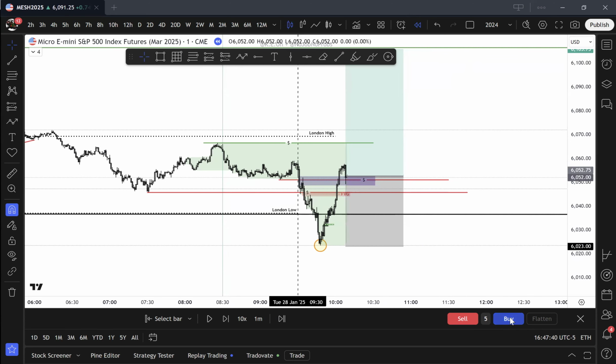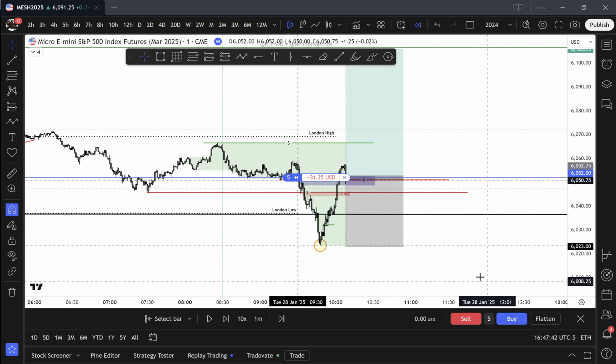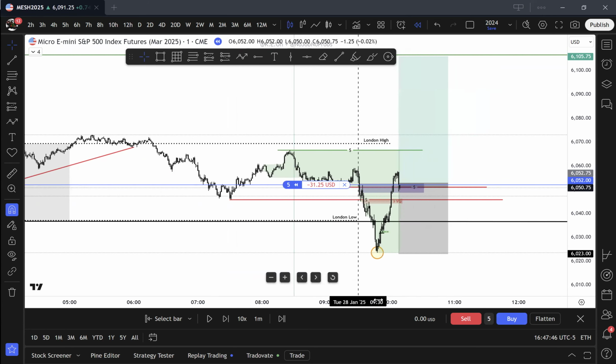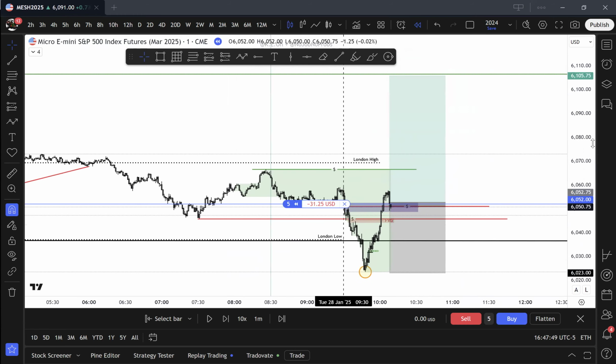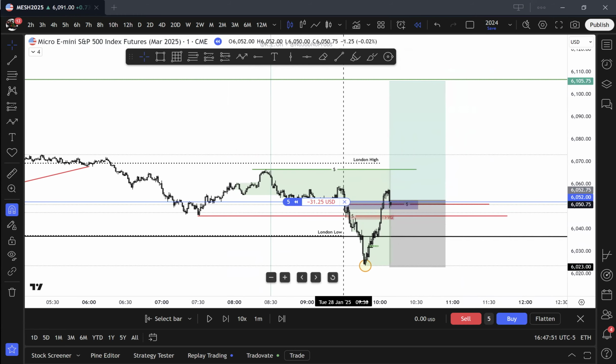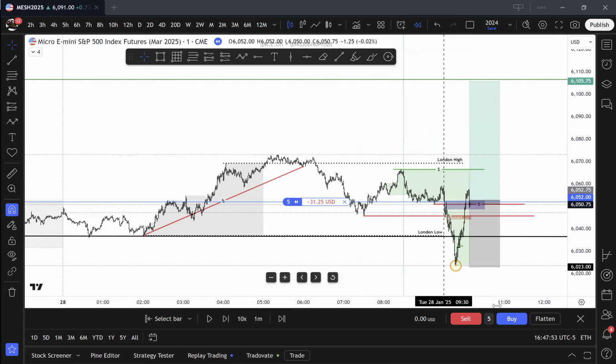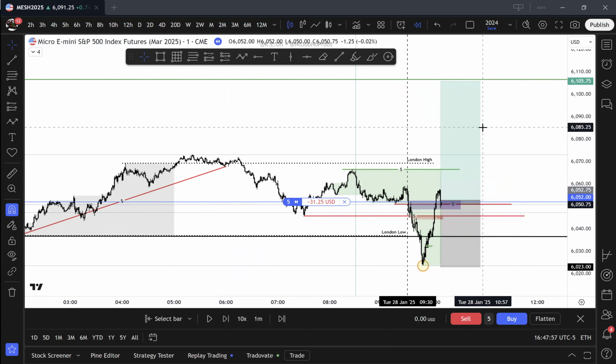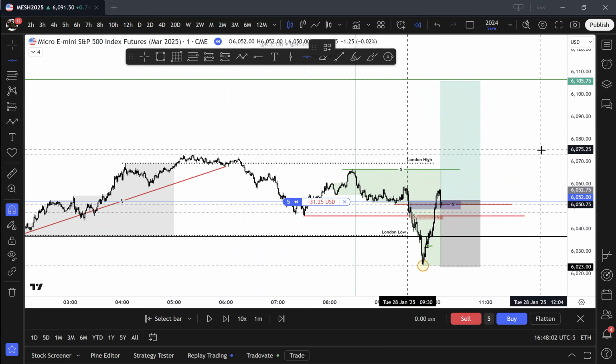Let's see if we're able. Boom. So we're just going to use 5 contracts for the minis. And yeah, I'm going to let you guys know, I think I actually decided to close out part. Let me see. I think I closed out around 75.